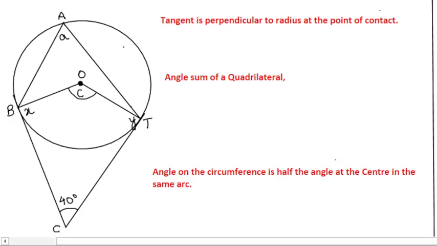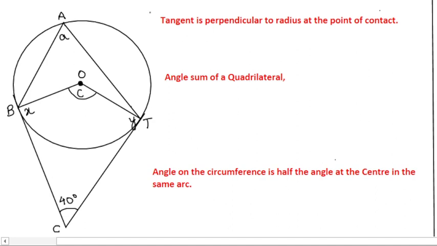Here is an example of how you can use circle theorems to find unknown angles. If you look carefully, there are four unknown angles: x, y, c, and a. There is no fixed order in which we have to find these angles. It is for you to determine which angle is to be calculated first, depending on the theorem to be applied.